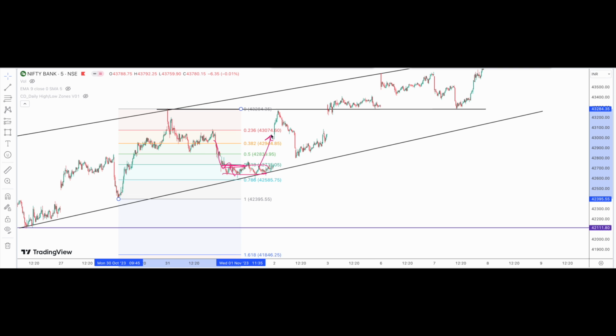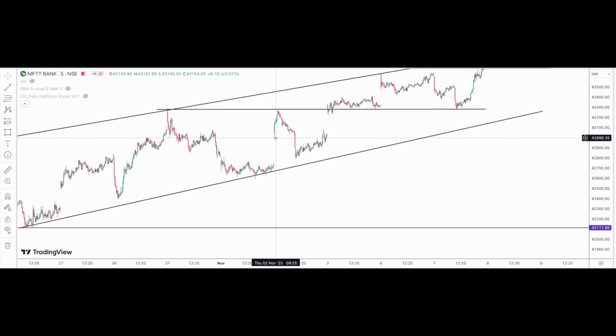Next morning, market opened with a huge gap up. Now, since we already know the probability of the market reversing from the 618 level is high, can we enter a put option here? No. It is better that we avoid taking a put option trade. This is my personal opinion.